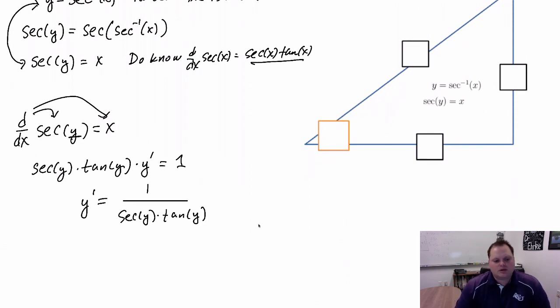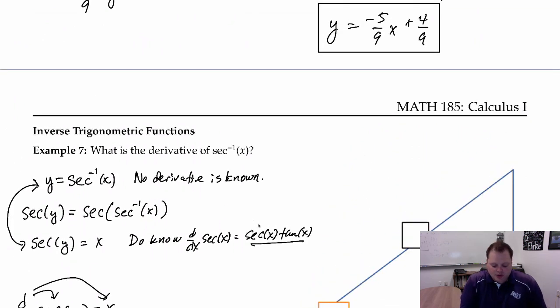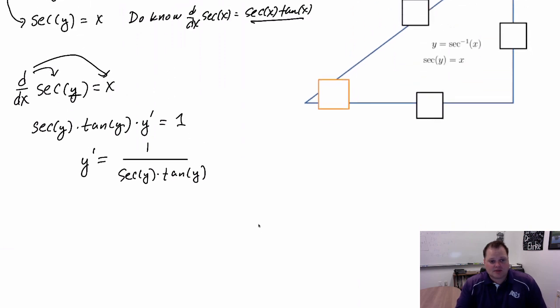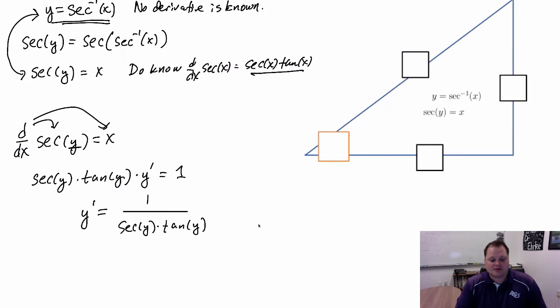And we would love to be able to give an explicit formula for this derivative. We'd love to be able to have it in terms of x, because our original function here is not implicit, it's explicit. So we expect the derivative to be explicit as well. Right now it's not, because y prime is in terms of y, it's not in terms of x. This is where trig can come to our rescue.